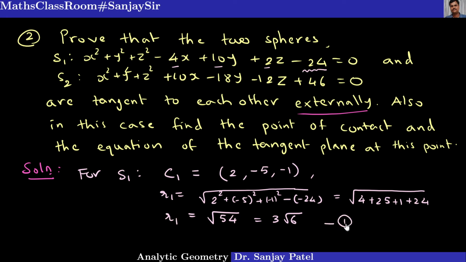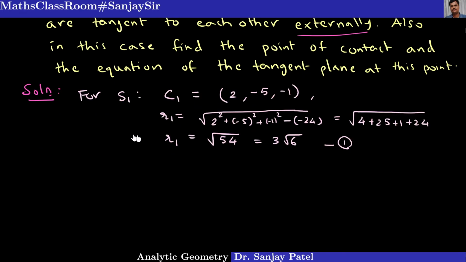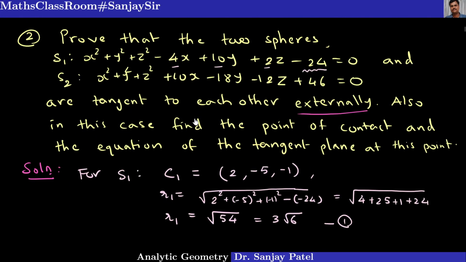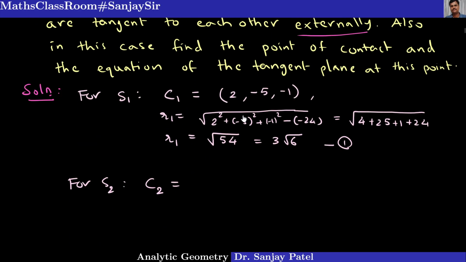Remember this. Same way, we can find for the second sphere, for the sphere S2, the center C2 is equal to, let me check, yes, 10, -18 and -12. These are the coefficients. So divide it by 2 and then change the sign. So it is -5, then plus 9 and 6.